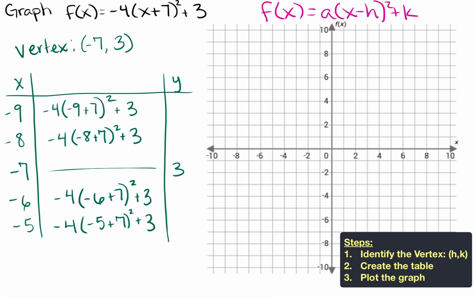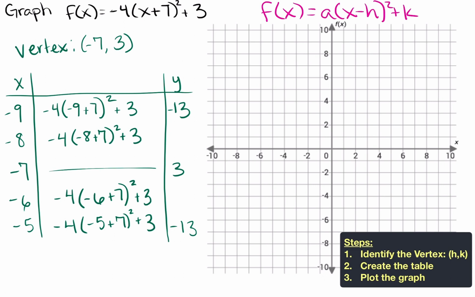Now it's about putting this in a calculator. Make sure that you're using the correct negative sign button on the calculator, and that you're using the right parentheses in the right spot. So we're going to get -9 plus 7 is -2. -2 squared is going to be 4, times -4 in front is going to be -16, plus 3 is going to be -13, which means we're going to get that also down here on the bottom.